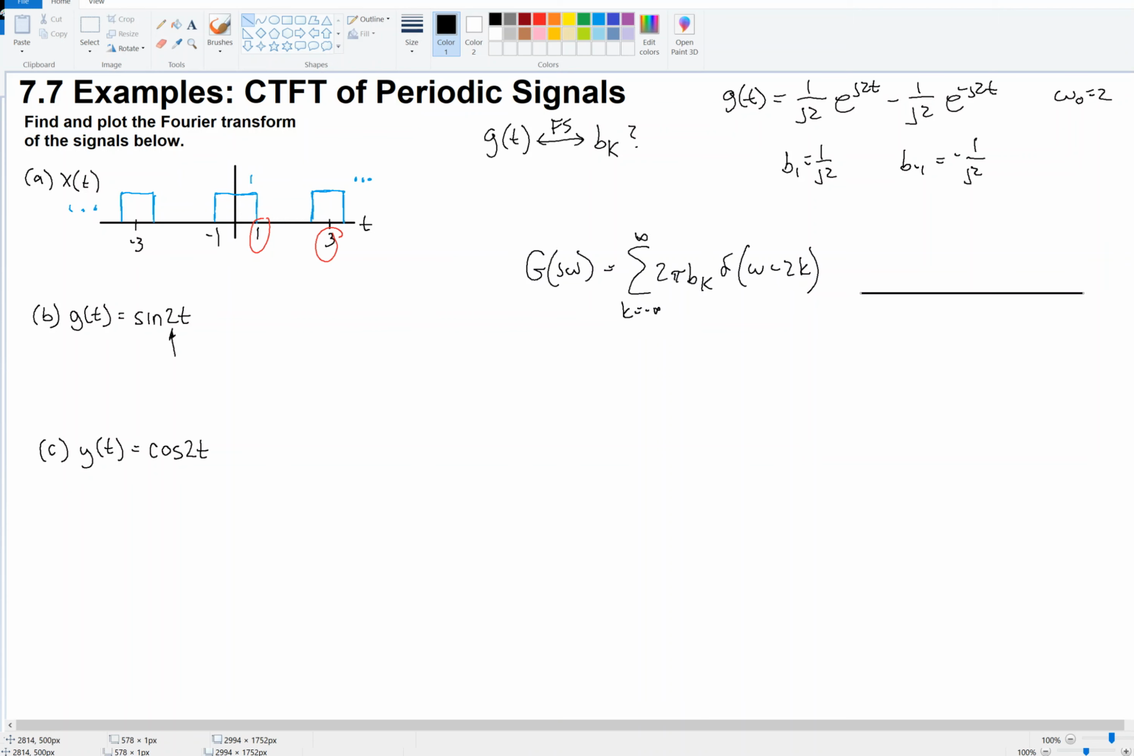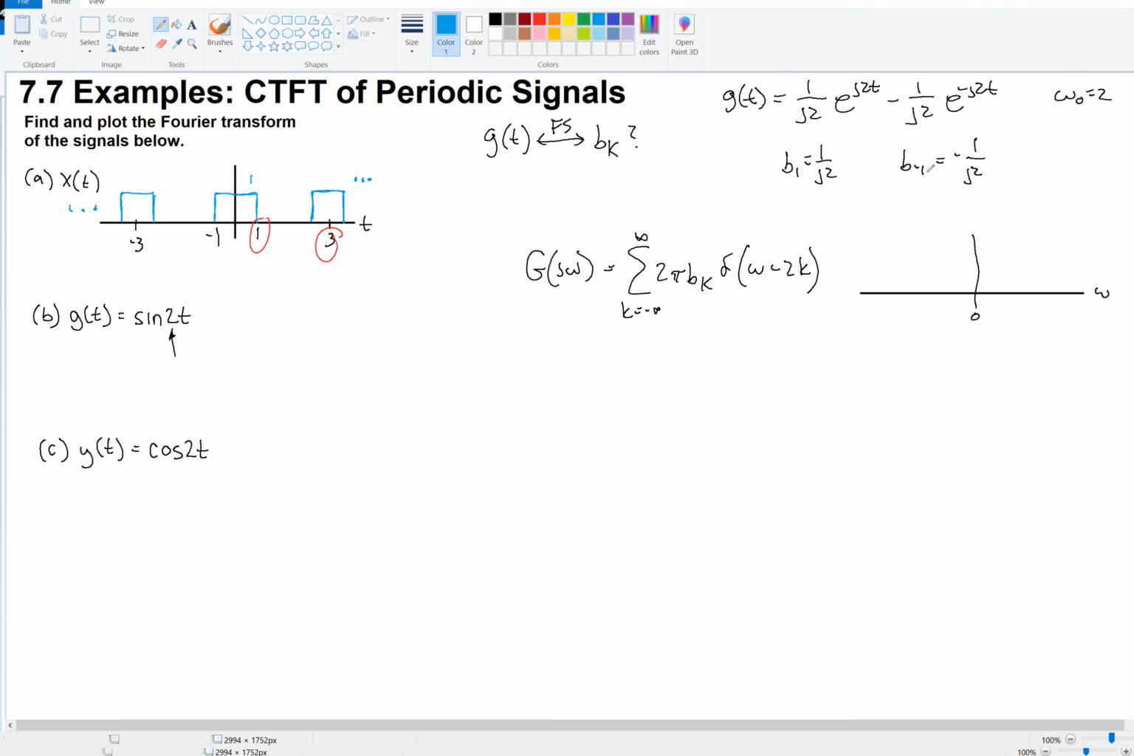We're going to plot this thing. The question asks us to plot it. So we're going to do so. And this plot is fairly simple as well, even simpler than part A actually. And that's because there are only two non-zero b_k's, these two. So even though this is an infinite sum, all of those terms are zero except for these two, the k equals minus one term and the k equals one term.